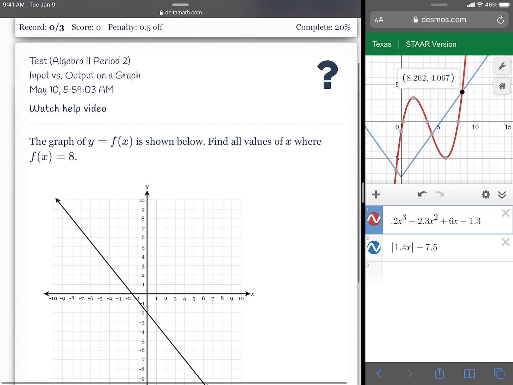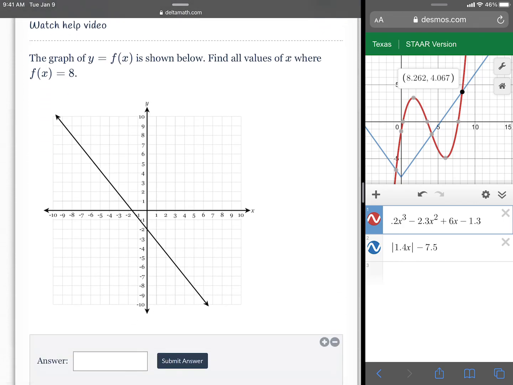Input output on a graph. This one is just making sure that you understand the difference between plugging in a number and finding what number you need to plug in. So I'm going to go through a couple of these.